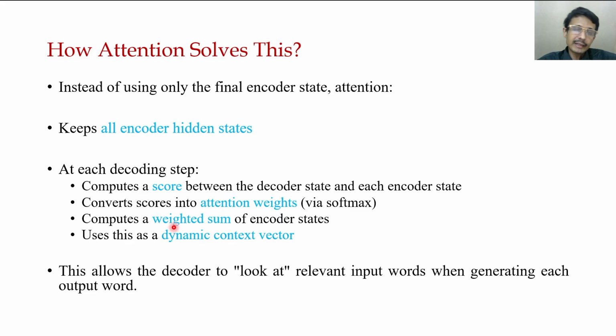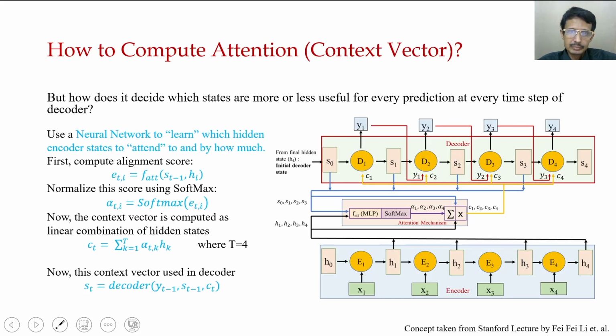Now let's see how we take an example and try to understand how this has been done. Here is the example. Now how do we compute attention in this context vector? So the question is, we said that we put emphasis on some words, but how? How does it decide which states are more or less useful for every prediction at every time step of the decoder? That is the major question that I am going to answer.